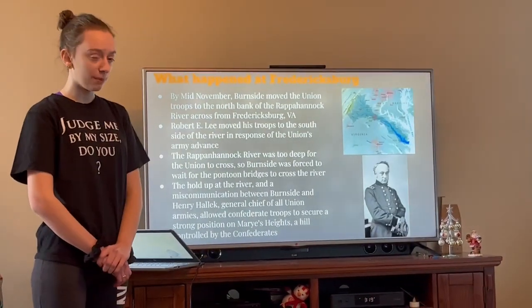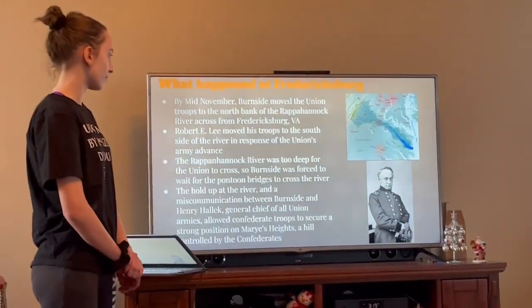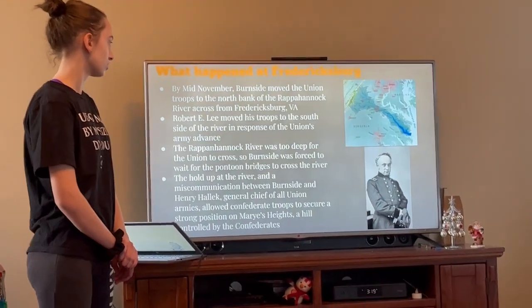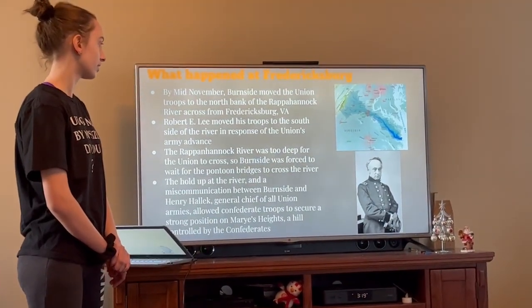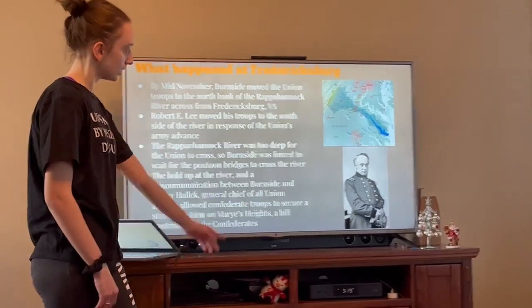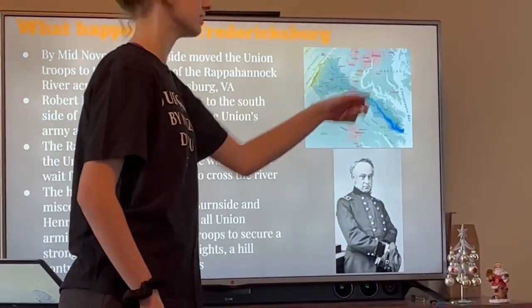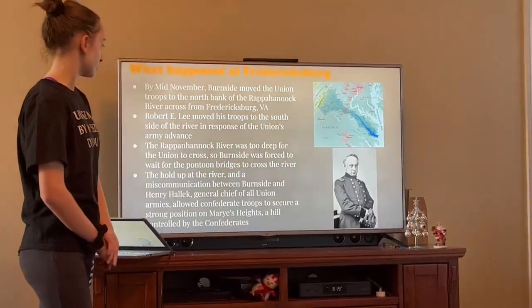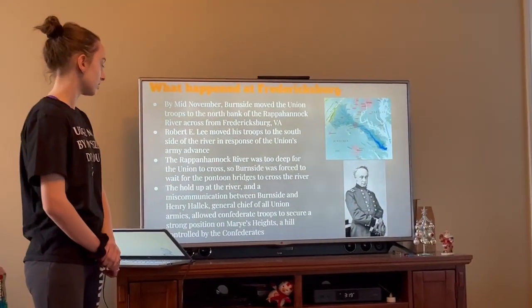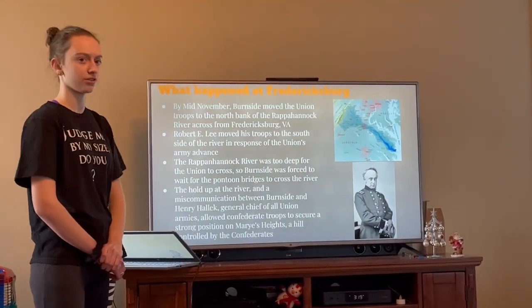So what exactly happened in Fredericksburg? So by mid-November, Burnside moved the Union troops to the north bank of the Rappahannock River across from Fredericksburg, Virginia. And this map shows where the river is. So in response to the Union Army's advance, Robert E. Lee moved his troops to the south side of the river.